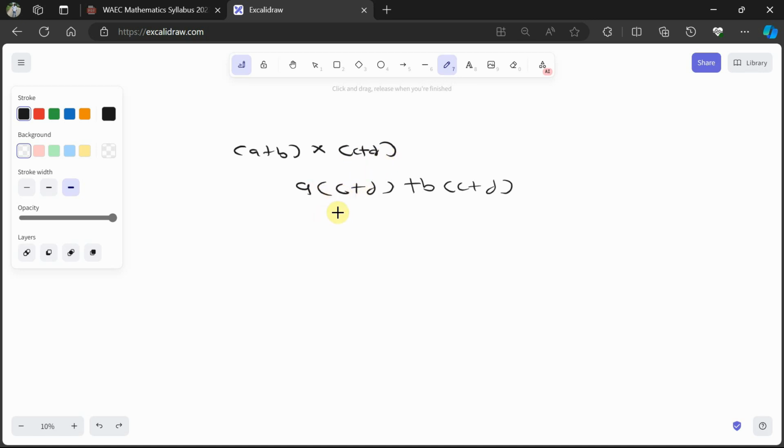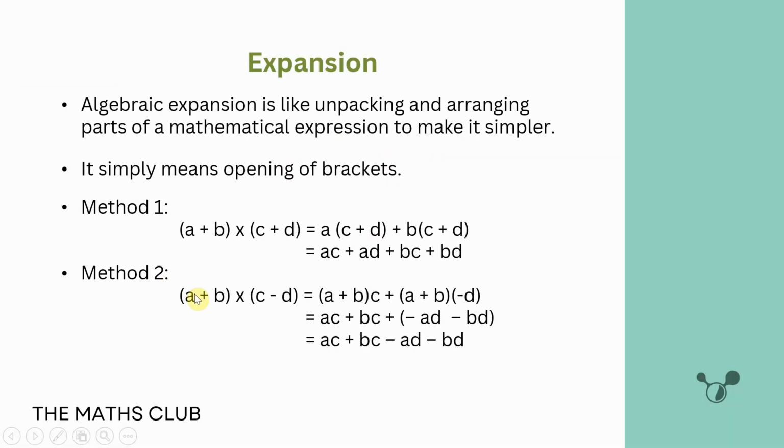A times c is ac, plus a times d is ad, plus b times c is plus bc, and plus b times plus d is plus bd. Simple and short. Repeat this guy 2 times, then wrap all these guys around it, a and then the plus b. In this second method, we repeated the second guy here, so you see c plus d, but this time around we're repeating the first guy.